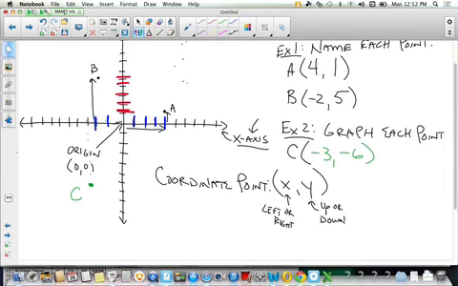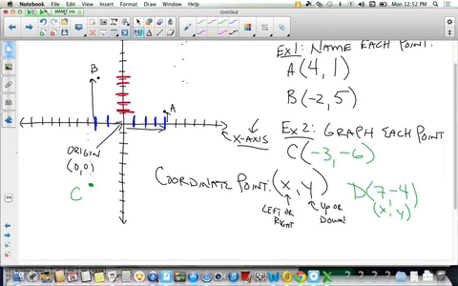Okay, what if we did, let's see, for D, let's go 7, -4. 7, -4 for D. Okay, same process. Always start with your x value first. Remember, x is the first number, y is the second number. So this x tells me to go 7. What kind of a 7 is it? Is it positive or negative? It's a positive 7, which means I'm going 7 to the right.